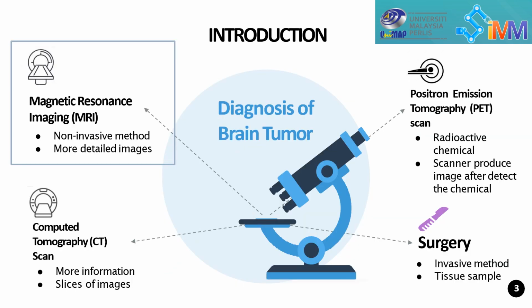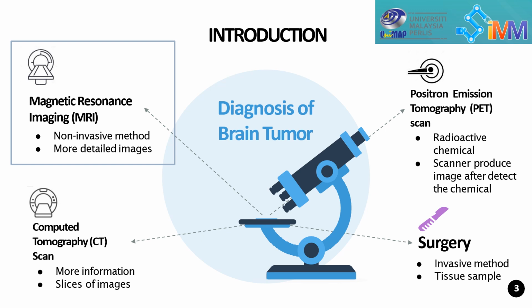How to diagnose the brain tumor? The most well-known and widely used is magnetic resonance imaging, or MRI. MRI is a non-invasive method. It gives more detailed images compared to other imaging methods. The second most widely used is computed tomography, or CT scan. It gives more information and it gives slices of images.